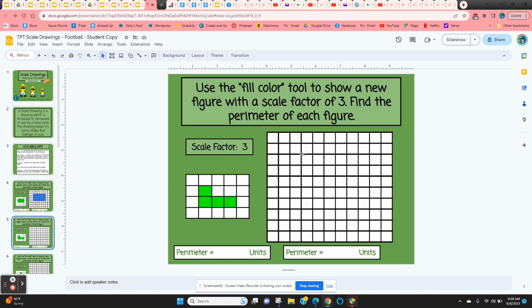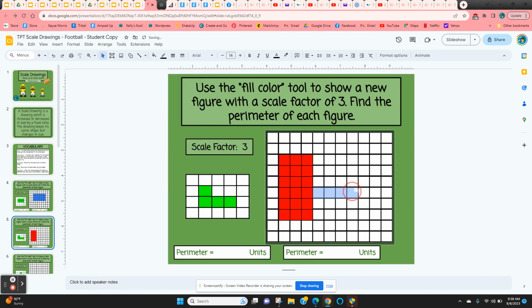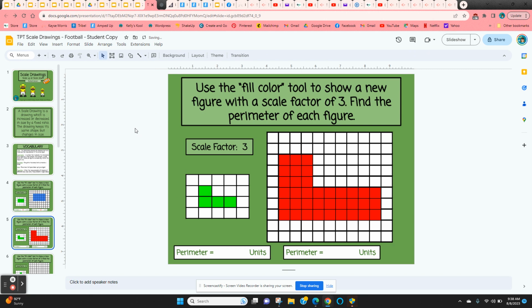The next figure is a little bit different shape. Here we have a scale factor of 3, so each of the sides is going to be multiplied by 3. Again, they just click and hold in one of the squares. They can only highlight a rectangle at a time. Fill it in with any color they choose. And here they have the completed figure, scaled up with a scale factor of 3.